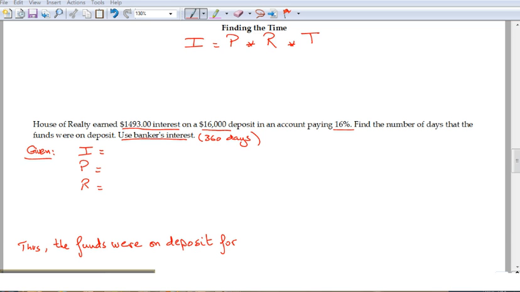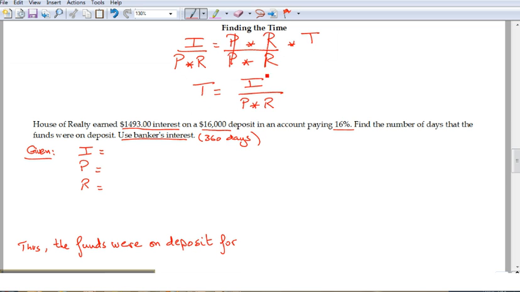Hello, in this video we'll find the time. We know the previous formula for the interest is equal to principal times rate times time. So again we're going to use the same formula to find the time. Because I need t, the time, I'm going to divide both sides by principal multiplied by rate. If this cancels because it's 1, the time in this case is going to be interest divided by principal multiplied by rate.